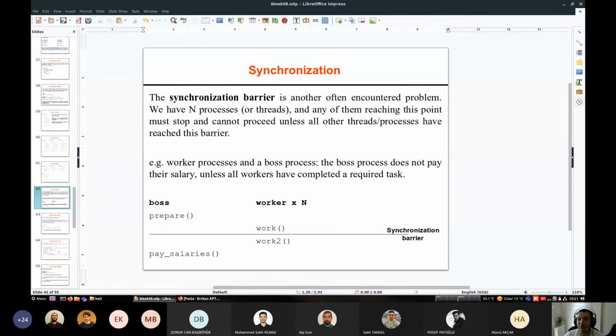The synchronization barrier is also a frequently encountered problem, where you have multiple processes or even threads. The problem is that we want all of them to first reach a certain point in their execution before going further.